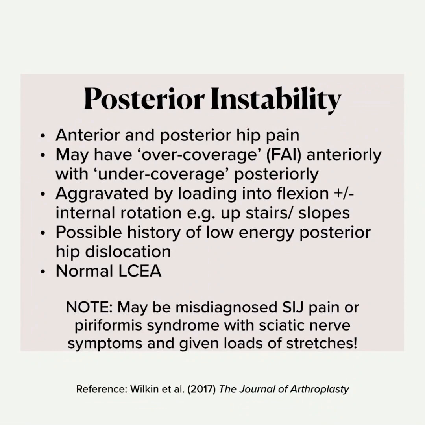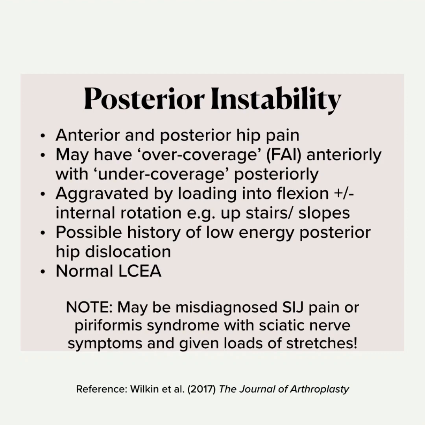Type 2, posterior instability. These really highlight some of the complexity of this condition. These can have both anterior and posterior hip pain. This is because they may actually have some over coverage, some femoral acetabular impingement anteriorly with under coverage posteriorly. So lack of acetabulum posteriorly, which allows that femoral head to glide posteriorly. And these are typically aggravated by loading into flexion or into internal rotation. So perhaps going up and down stairs or slopes, going into deeper squat positions potentially.